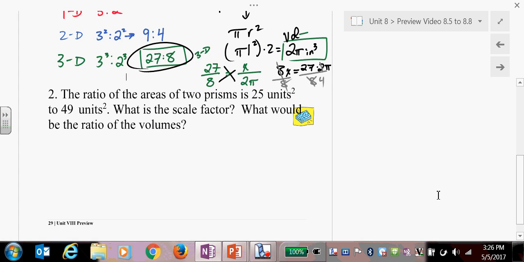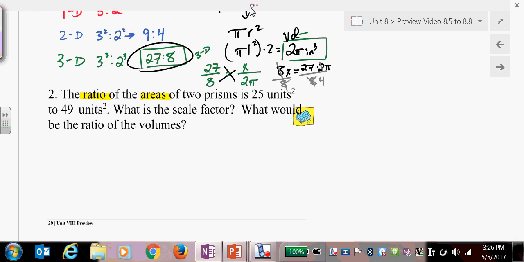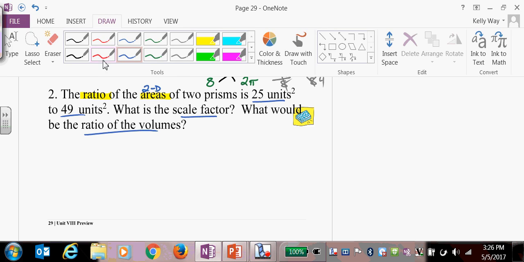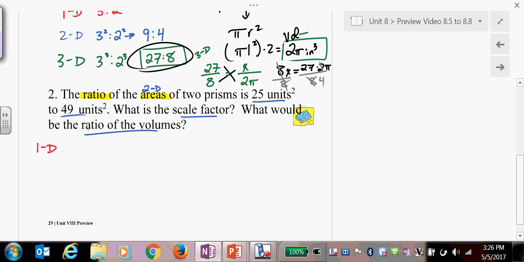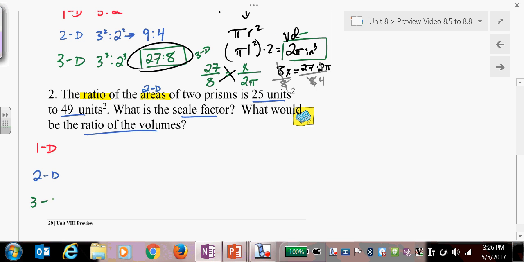Let's try another one. It says the ratio of the areas. Above the area, we're going to write 2 dimensions, because area is a 2-dimensional concept. The 2 prisms is 25 to 49. And what is the scale factor and what would be the volume? Okay, come down here and write 1D, 2D, 3D.